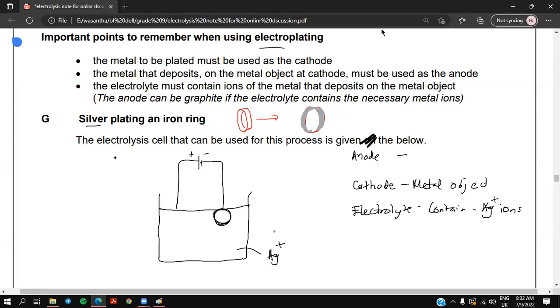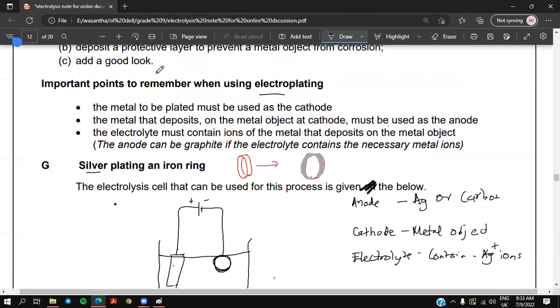And then we go to the anode. Because you electroplate with silver, this anode can be silver or carbon. Anything is okay. However, the solution has to contain silver ions so that from the solution, silver ions can come onto the surface of the iron ring and deposit. I think these things have been given up there.